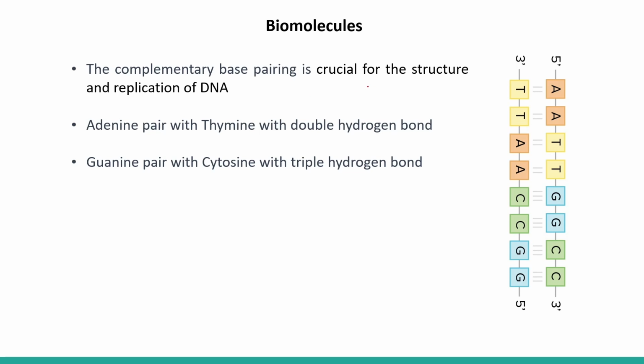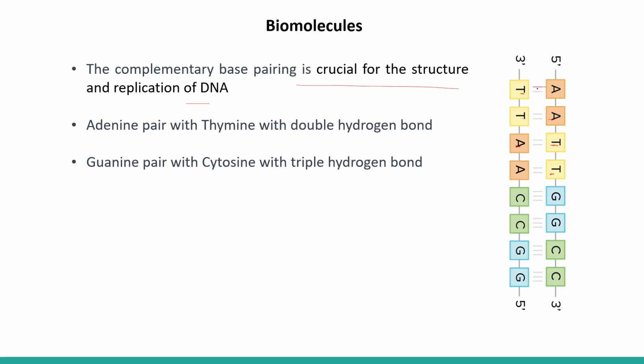Complementary base pairing is crucial for the structure and replication of DNA. So this is very important. You can see here, adenine pairs with thymine, and thymine pairs with adenine. So you will never find adenine pairing with cytosine or adenine pairing with guanine. You will never find that. Adenine always pairs with thymine, and thymine always pairs with adenine. This is fixed.